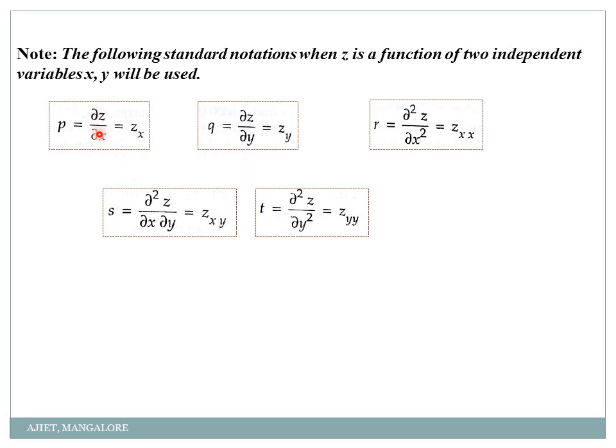p is ∂z/∂x, q is ∂z/∂y, r is ∂²z/∂x², s is ∂²z/∂x∂y or ∂²z/∂y∂x. Remember, my dear students, ∂²z/∂x∂y is always the same as ∂²z/∂y∂x. Don't get confused. zxy is always equal to zyx. We have studied this in your first semester already. And t is ∂²z/∂y², or we call it zyy. Just notations, nothing to do here. If you use this, well and good. If not, I can keep it as it is. No one will ask you.